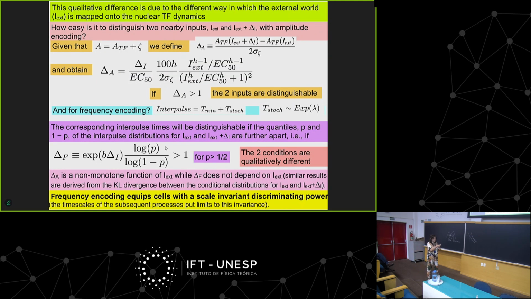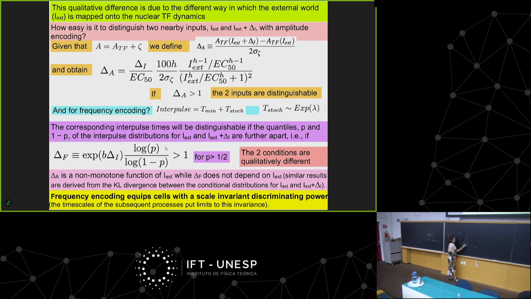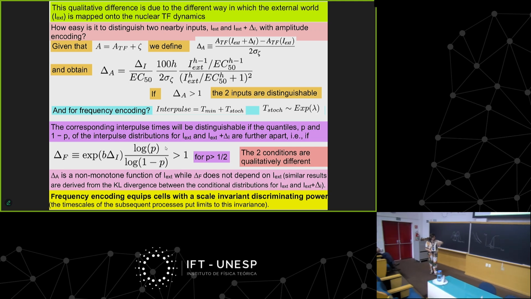So this exponential dependence gives you a scale invariance of the discrimination, which in the case of amplitude encoding does not exist, because your mean amplitude as a function of the external stimulus is sensitive only in this region. And this region is the EC50. That's why you need to match that to be able to discriminate. In the case of the frequency encoding, you don't need that matching. This is the main message of the talk.